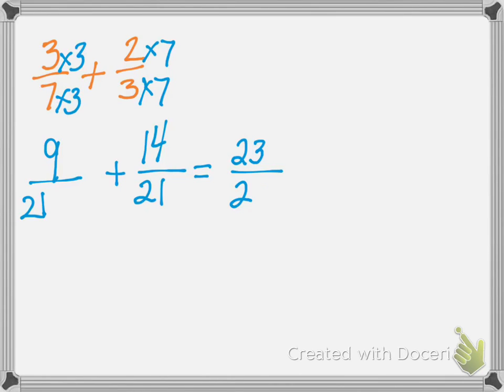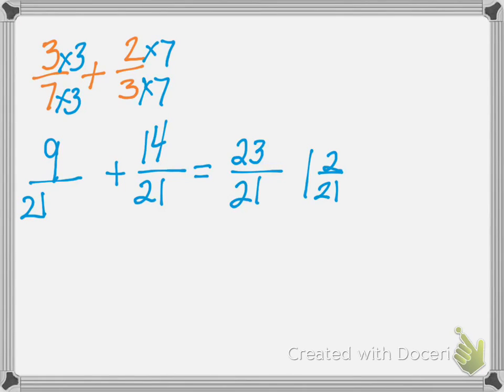Our denominator is 21, and this is improper because 23 is greater than 21. Well, 21 goes into 23 one time. Denominator stays the same. We've used up 21 of our 23s, so we have 2 left. Then we ask ourselves, is there any number that goes into 2 and 21? Any number that is a factor of 2 and 21? And there is not. So we're done with that one.